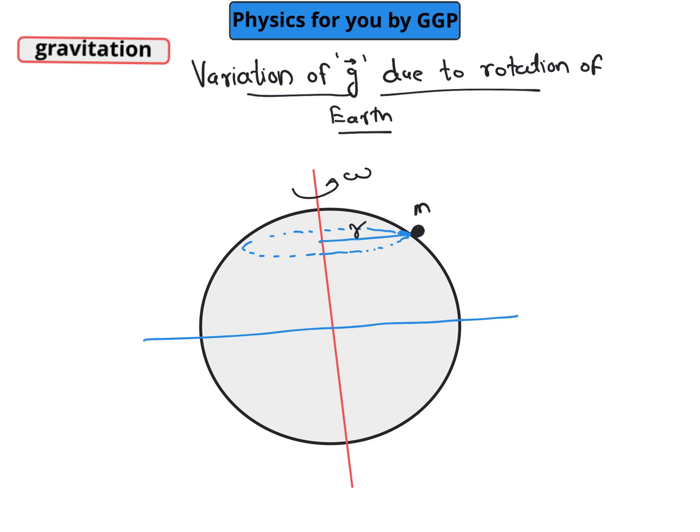One is the gravitational force which is exerted by Earth, that will always be towards the center, that we can take as m into g naught, which is acceleration due to gravity on the surface. And other than that, due to the rotation of Earth, there will be a centrifugal force, that we can take as m r omega square, acting away from the center of its circular path. So we can calculate the value of net force which is acting towards the center.